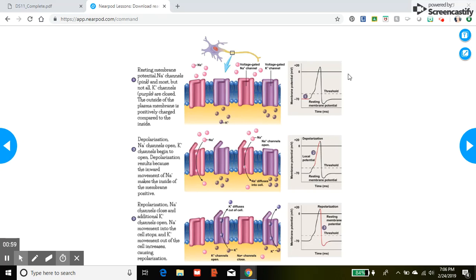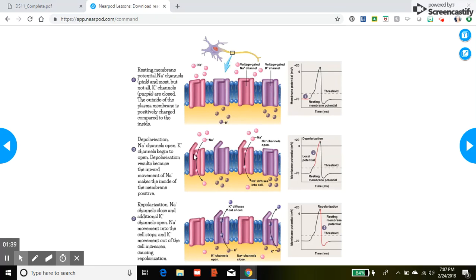So when this depolarization happens, the peak is now starting. We're going up to the peak. So with depolarization, we have those sodium channels starting to open, and our potassium channels are starting to open. Depolarization results because the inward movement of sodium makes the inside of the membrane positive. Think back to diffusion, high to low concentration. So up here during the resting stage, we have a ton of sodium chilling out here, and we have the opposite.